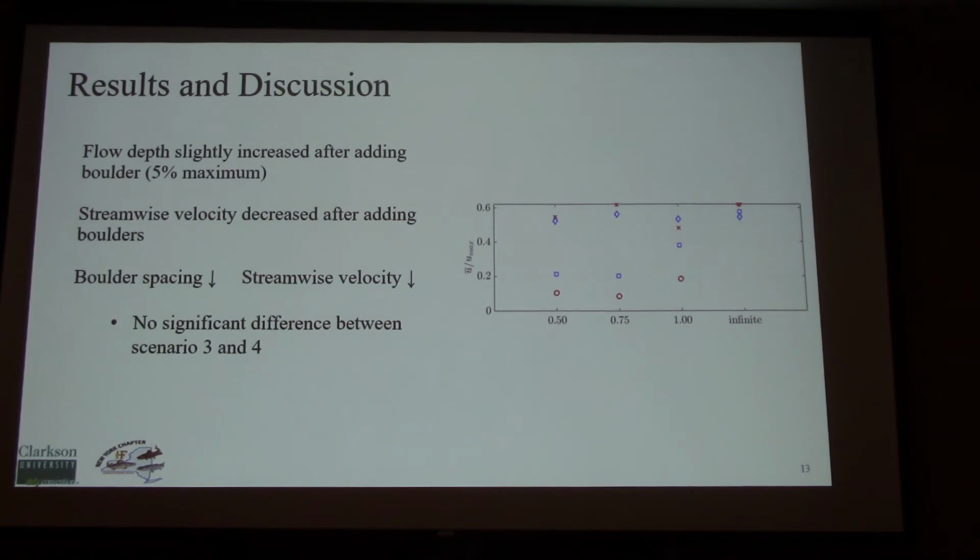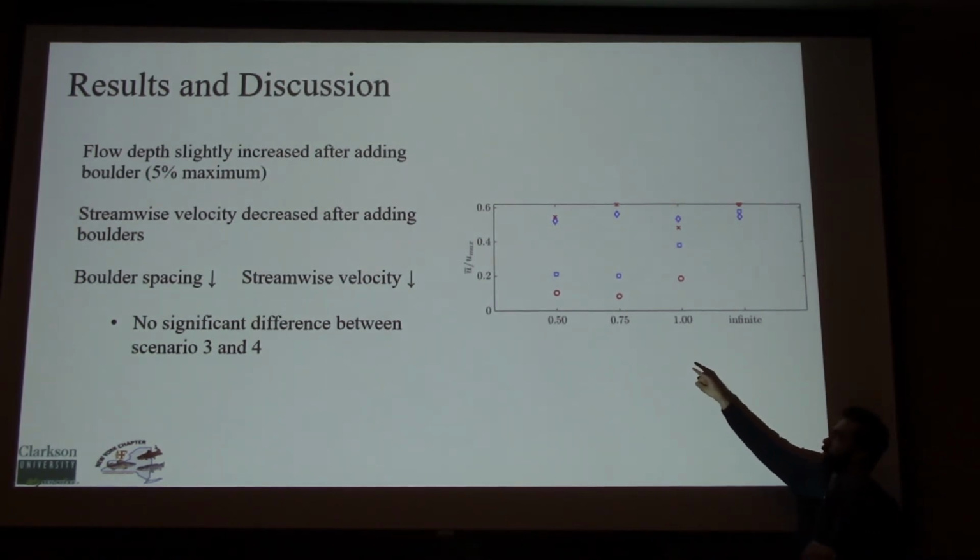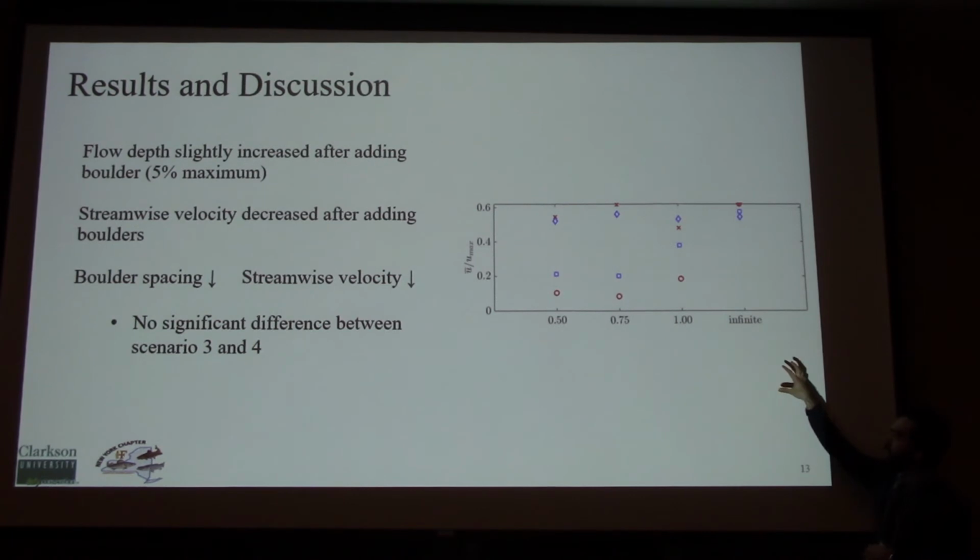Results and discussion. After adding boulders, flow depth slightly increased, not too much. Maximum increase was 5%. Actually, this graph shows in the x-axis the scenarios: 0.5 meter spacing, 0.75, 1 meter, and infinite means no boulder. And the y-axis shows the normalized parameter.